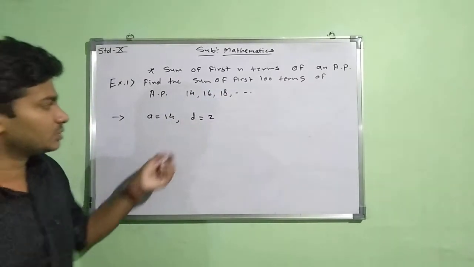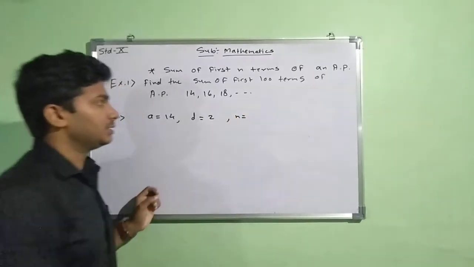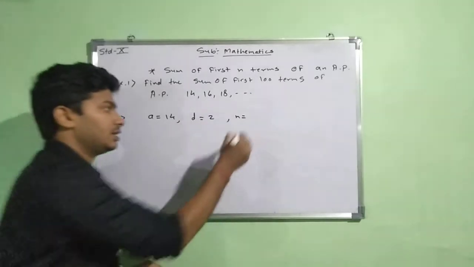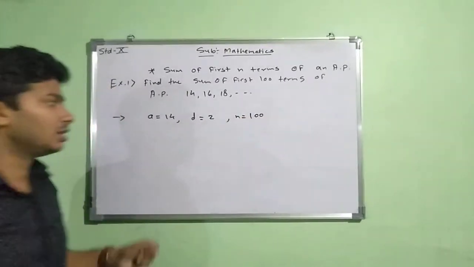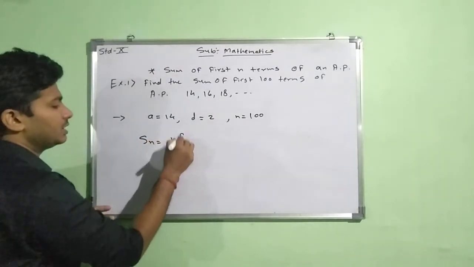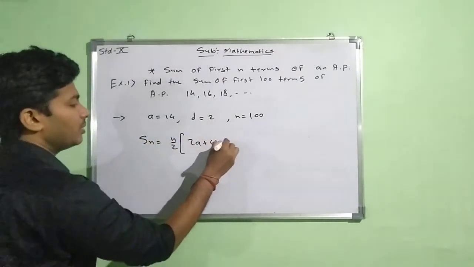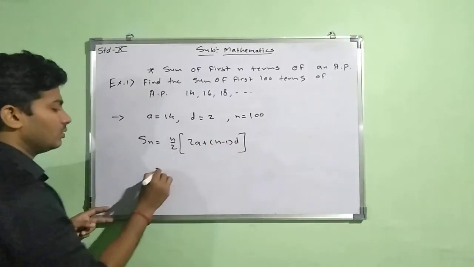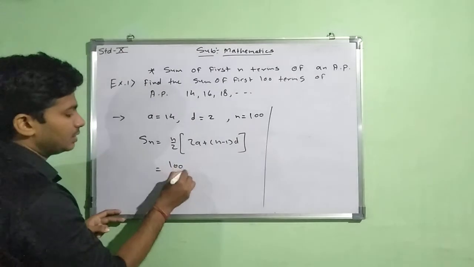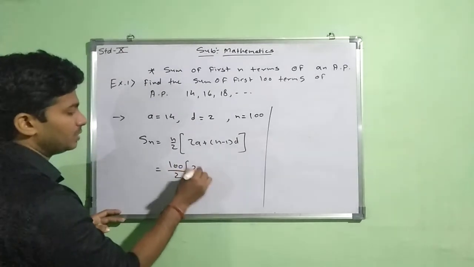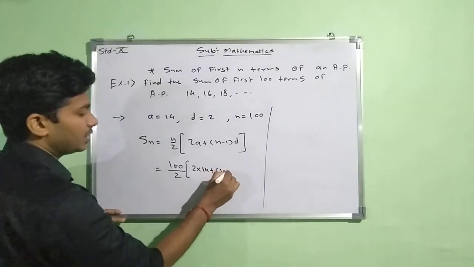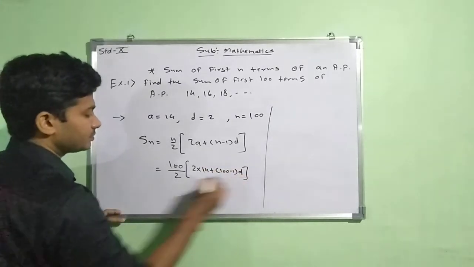So the common difference is 2, and since we find the sum of first 100 terms, the value of n is 100. Now we will use our formula, Sn is equal to n by 2 inside the bracket 2a plus n minus 1 into d. Now we substitute the values: n is 100 divided by 2 multiplied by 2 times a, which is 14, plus n minus 1, that means 100 minus 1, into d.